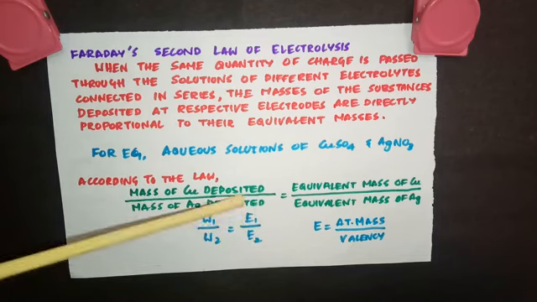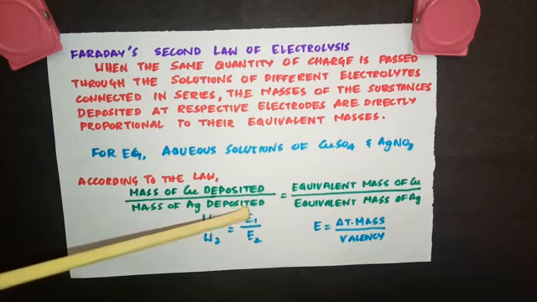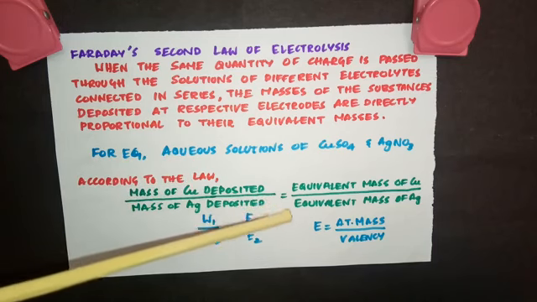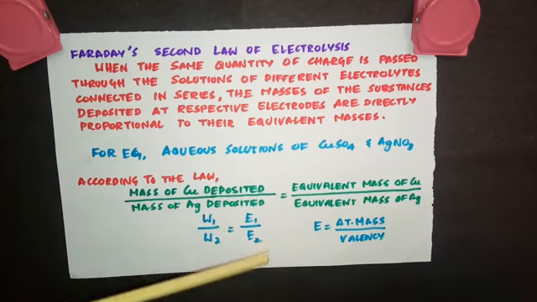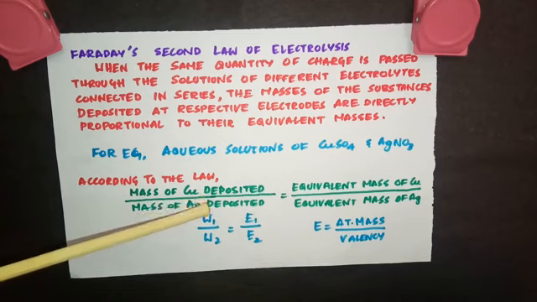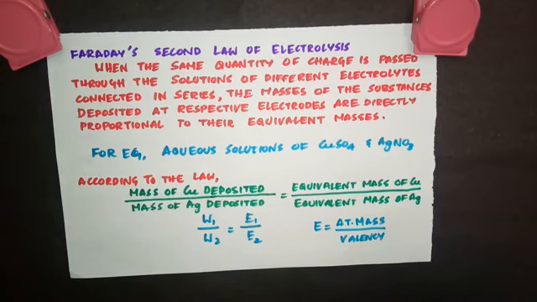Whereas what is this E1? Atomic mass by valency. In the case of copper, what is the atomic mass? 63.5. So 63.5 by 2 divided by 108 by 1. Because 108 is the atomic mass of silver, and in the case of silver, the electron involved is 1, which means the valency of silver is 1. So this is Faraday's second law of electrolysis. If you try to solve more problems related to these topics, then you can understand it better.